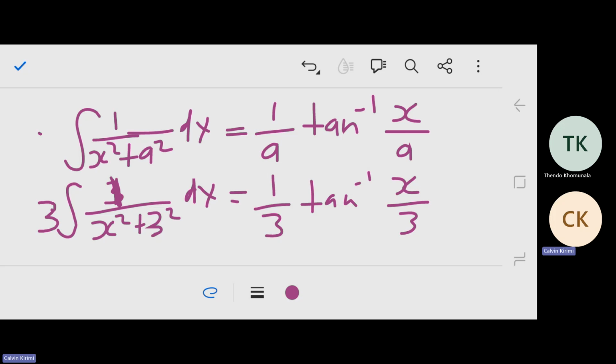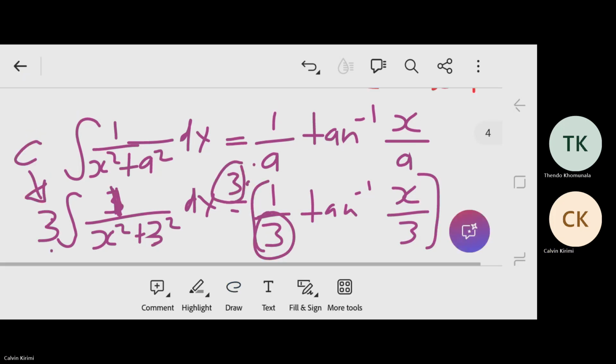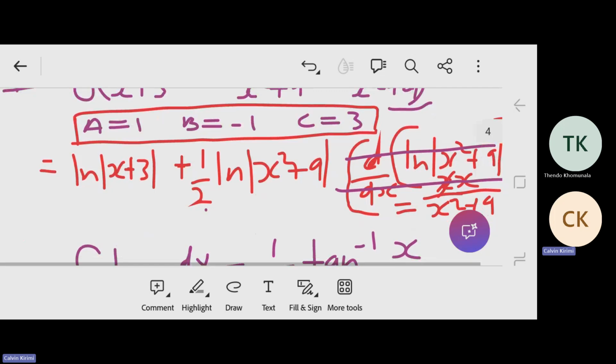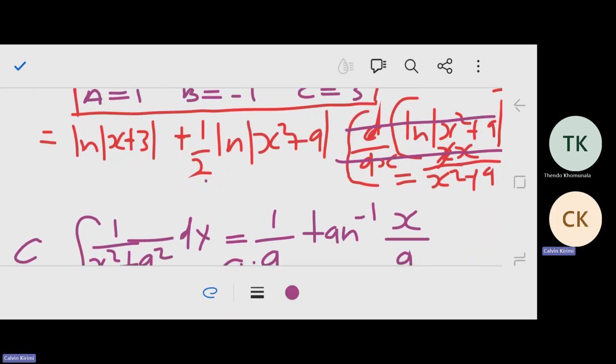This is our C. Remember, this is the C. So 3 multiplied by that will give us this. And don't forget that it is multiplied by the 3, which is the C, which is this one. So that's why these values are going to cancel, and then we'll be left with arctan x over 3. So our answer there will be equal to this answer.